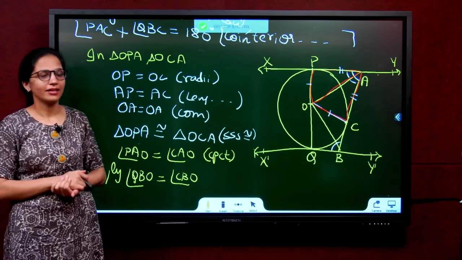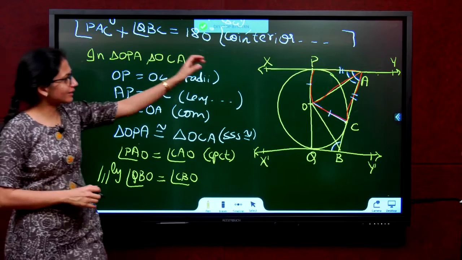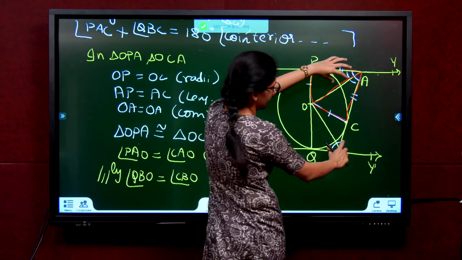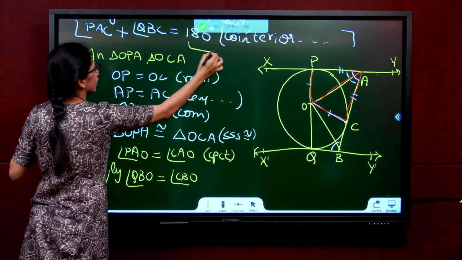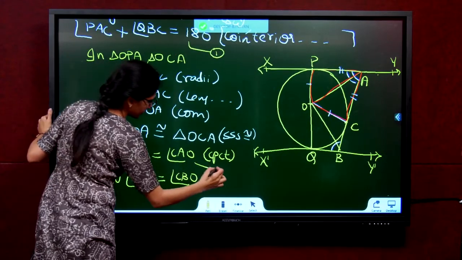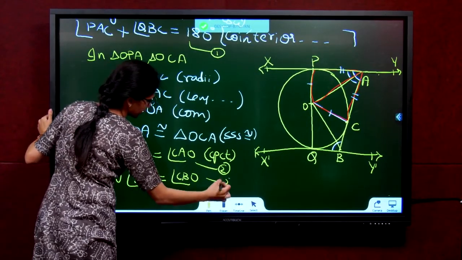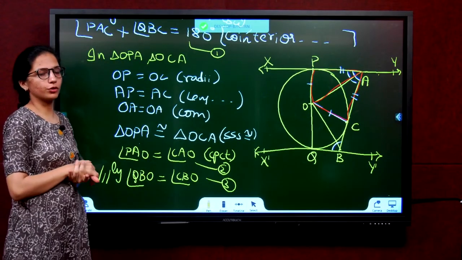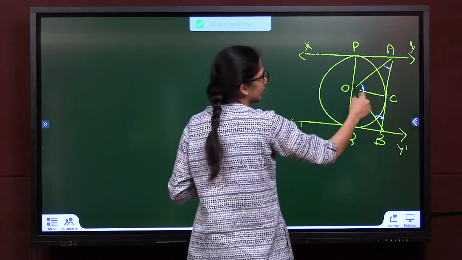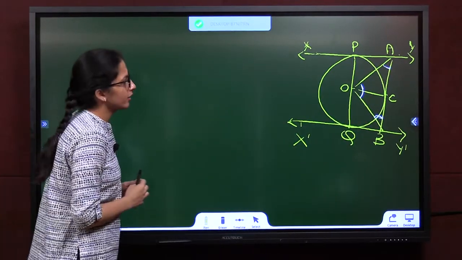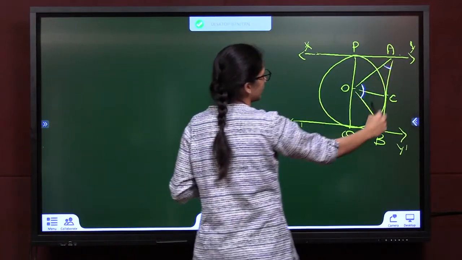Yes. So now we know that PAC, this whole angle plus this whole angle is 180. Correct. So we are going to use that. Carefully see. Call this as equation 1. This is equation 2 and this is equation 3. Let us see what we're going to do with it now. So now we have not yet reached angle AOB is 90. We have to prove it. So let's take this triangle OAB.